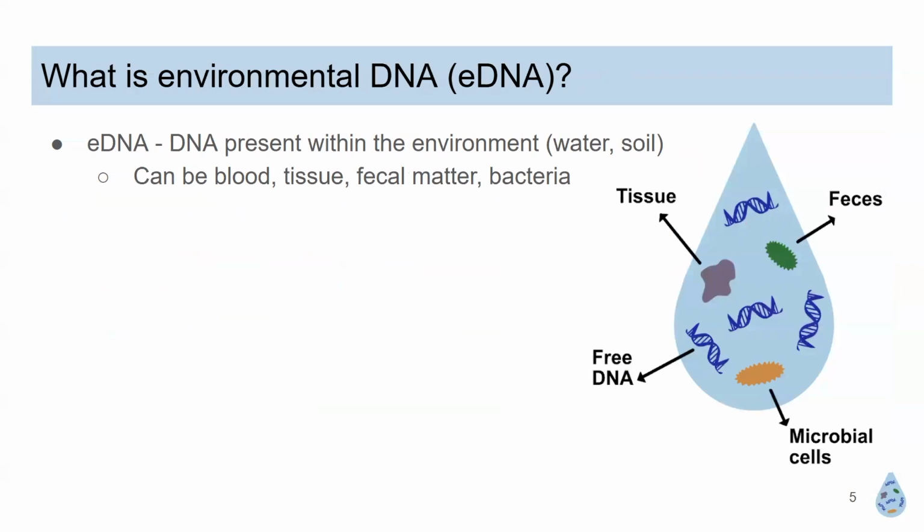So where does environmental DNA come into play? What is environmental DNA or eDNA? eDNA is DNA that's present within the environment, so within water or sediment. It can be blood, tissue matter, fecal matter, bacteria, anything that an organism is shedding and is then present in the environment is considered eDNA.